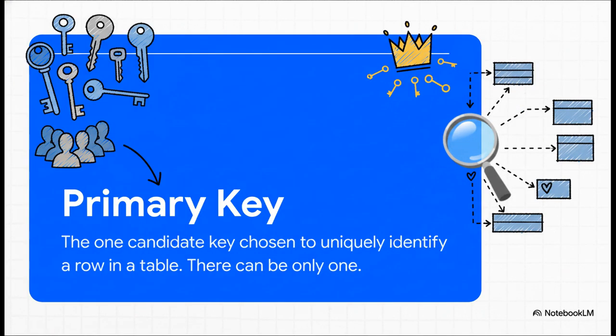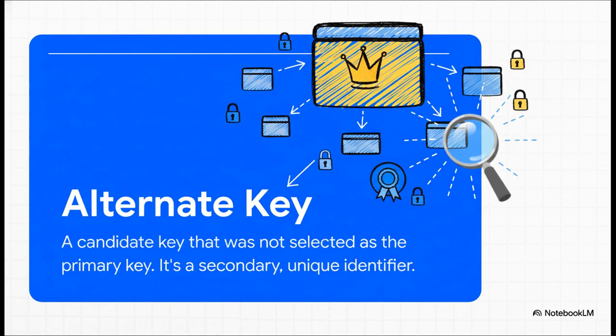Now, from that pool of perfectly good candidates, you, the one designing the database, have to make a choice. You have to pick one. Just one. And the one you pick gets crowned the primary key. It becomes the main, official, number one identifier that all the other parts of the database will use to build relationships. So, what about those other candidates? The ones that are totally unique and perfectly capable, but just didn't get chosen to be the primary key? Well, those become our alternate keys. You can think of them as the runners-up, but here's the thing. They are every bit as unique and just as powerful as the primary key.